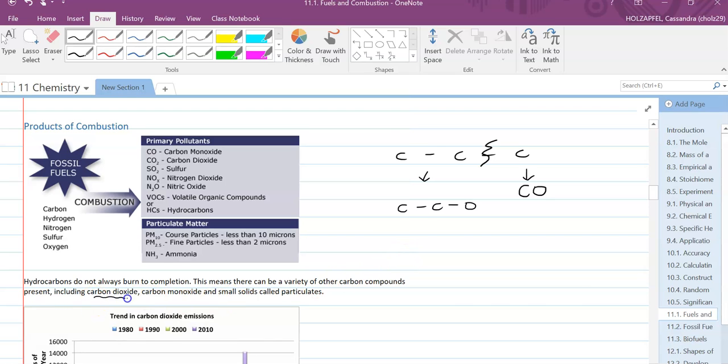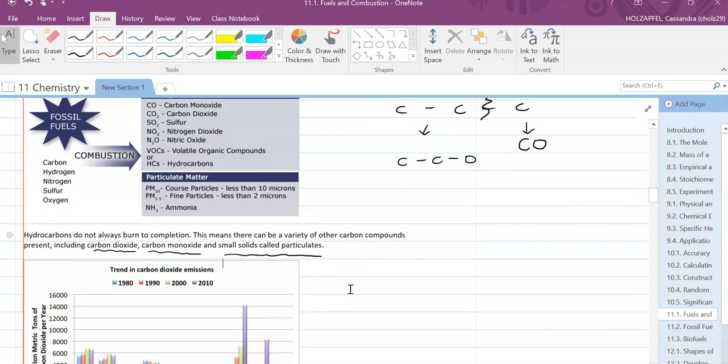So carbon dioxide is the main one that's produced. We can also produce carbon monoxide, which is 1 less oxygen. And we can also produce these small solids, these small intermediate products that I was talking about, called particulates. Sometimes they're also called volatile organic compounds, and they're volatile because they're very gaseous. They spread very easily.